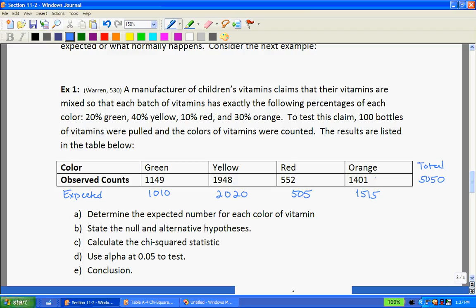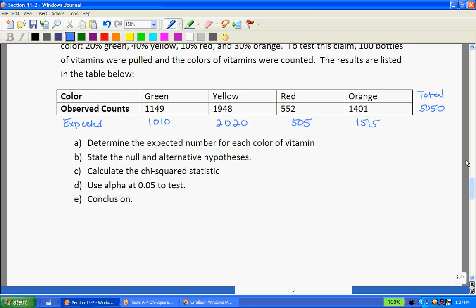That's 1,515. So what we're testing here, notice the categories aren't all even. I don't want them to be even. But what I'm testing here is, is the 1,010 close enough to 1149? Is 2020 close enough to 1948, or I should say the reverse actually? Are what I got in the observed counts close enough to what I expect to get? So that's part A, finding the expected counts.